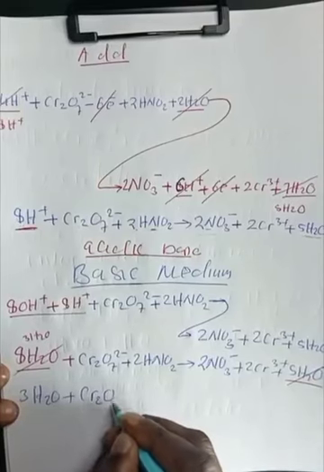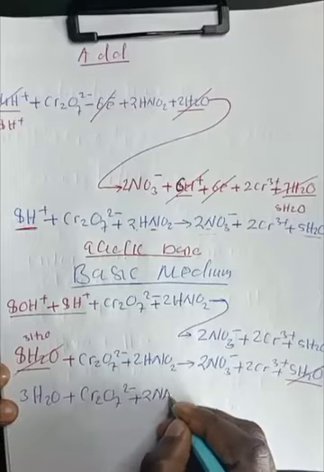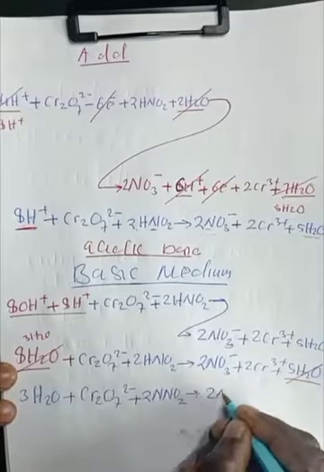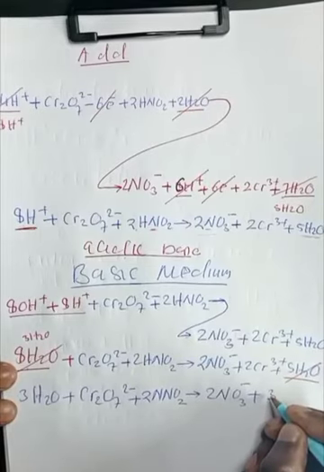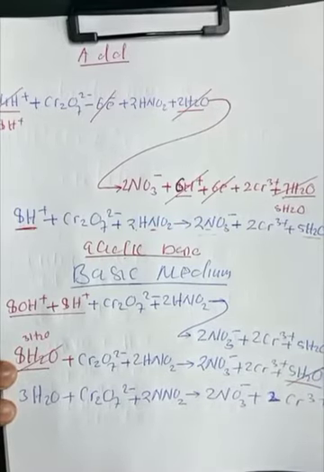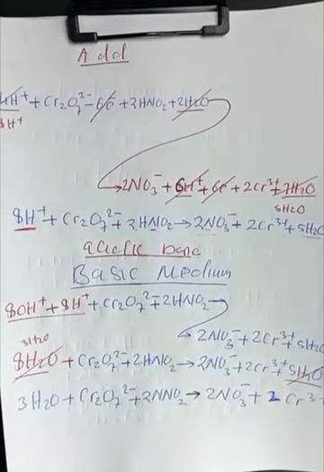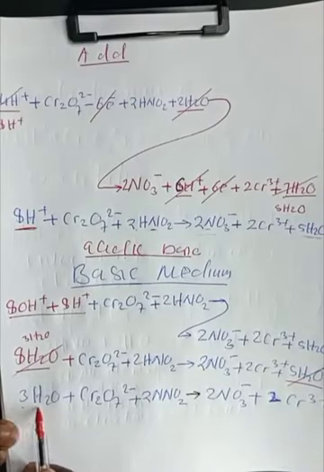Cr2O7 2 minus plus 2HNO2, okay? Then this is 2NO3 minus, then plus 2Cr3 plus. So now we have to check if everything is okay. So remember, for basic is very simple. We just focus on adding the hydroxide ion. Water is formed, cancel out what is common, then summarize. So when we cancel something, you have to check. So we have how many hydrogen here? We have 3.